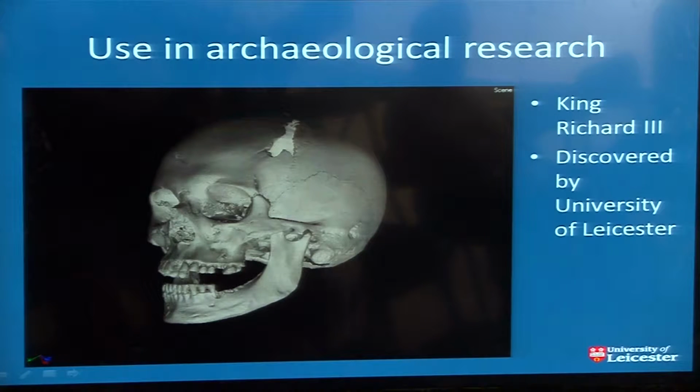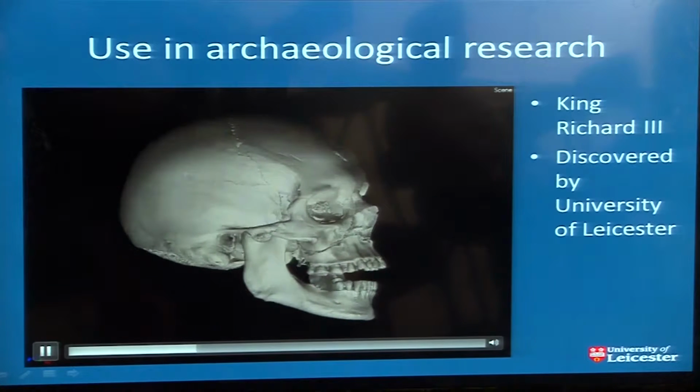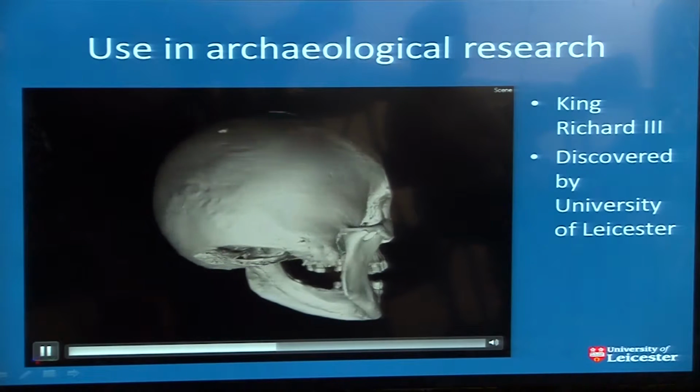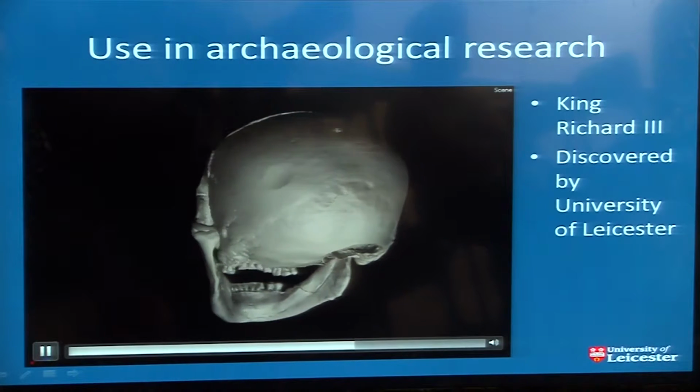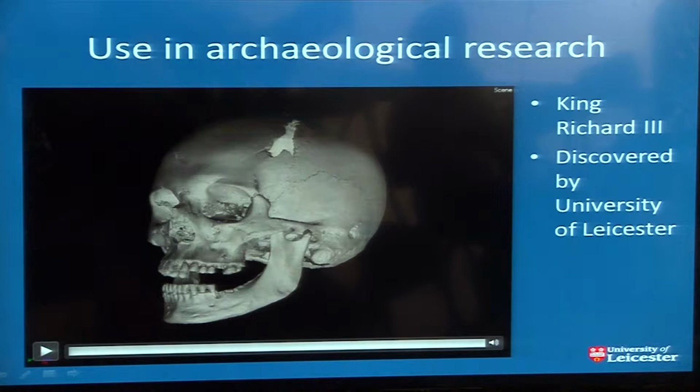I'll show you this, not strictly geological. This is the head of King Richard III, okay, one of the English kings who was lost for hundreds of years and turned up under a car park in the city of Leicester a couple of years ago. A team at University of Leicester discovered this. You can see there's a puncture wound in his head. That's a pretty significant wound to the base of the skull, which was the end of King Richard III.